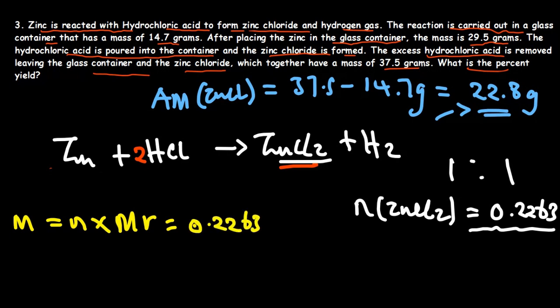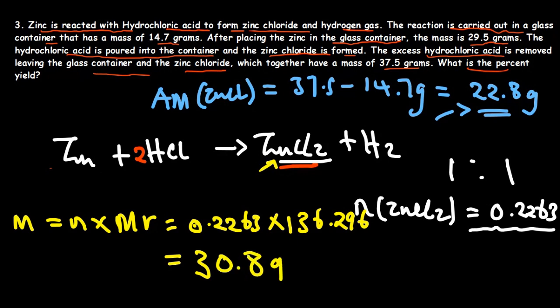And then we multiply this by the molar mass of zinc chloride. So how do we find the molar mass of zinc chloride? Add the molar mass of zinc plus 2 multiplied by the molar mass of chlorine. So when I do that, I find 136.296 as my molar mass. So when I multiply this, I'll be able to get 30.8 grams of zinc chloride. So this mass here that we found, guys, is our theoretical mass.